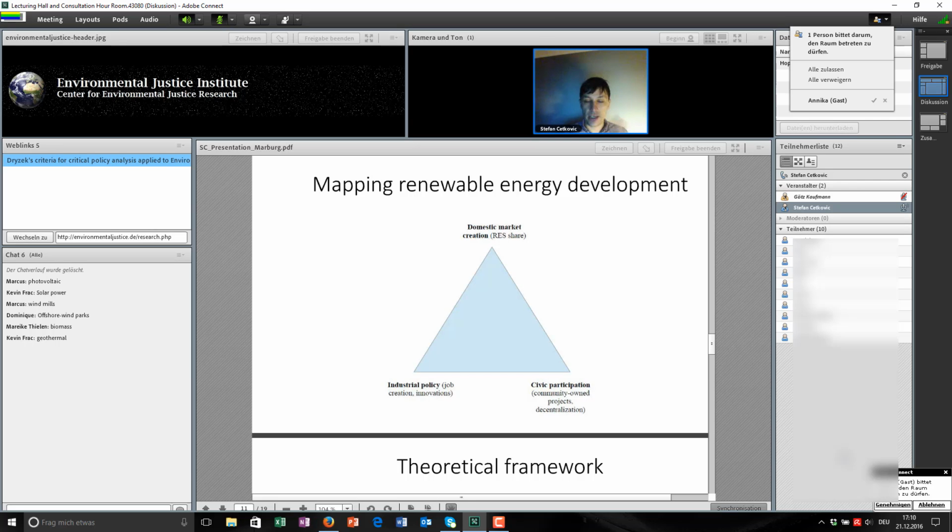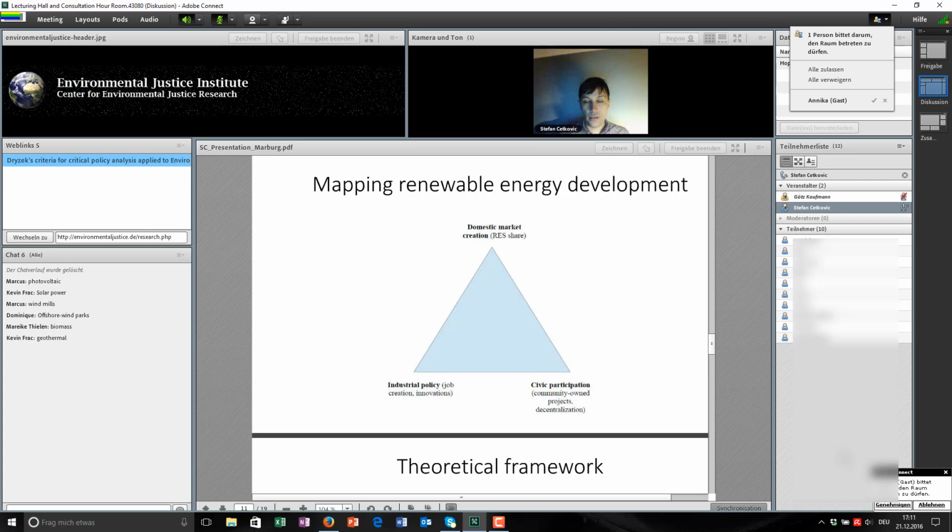The second element is industrial policy. We consider here the fact that developing new technologies and transitioning towards renewable energy-based energy systems will also require countries to generate new jobs and to produce new innovations in order to replace the jobs that will be lost in the old sectors, but also to use this process to technologically modernize their systems. So this industrial policy is the second element, and the third element is civic participation.